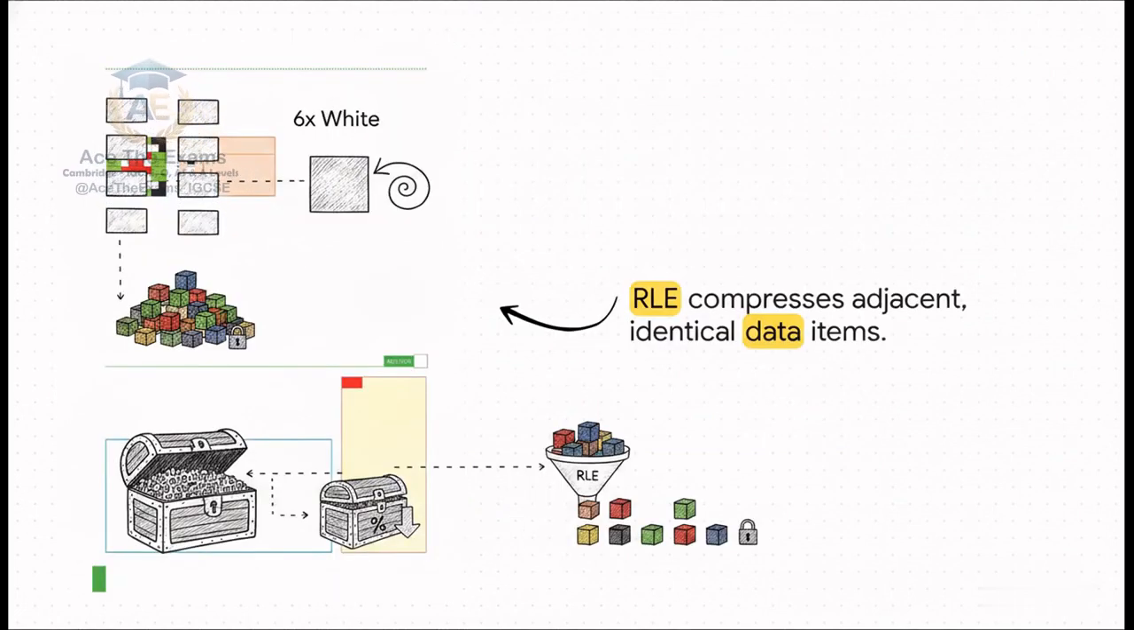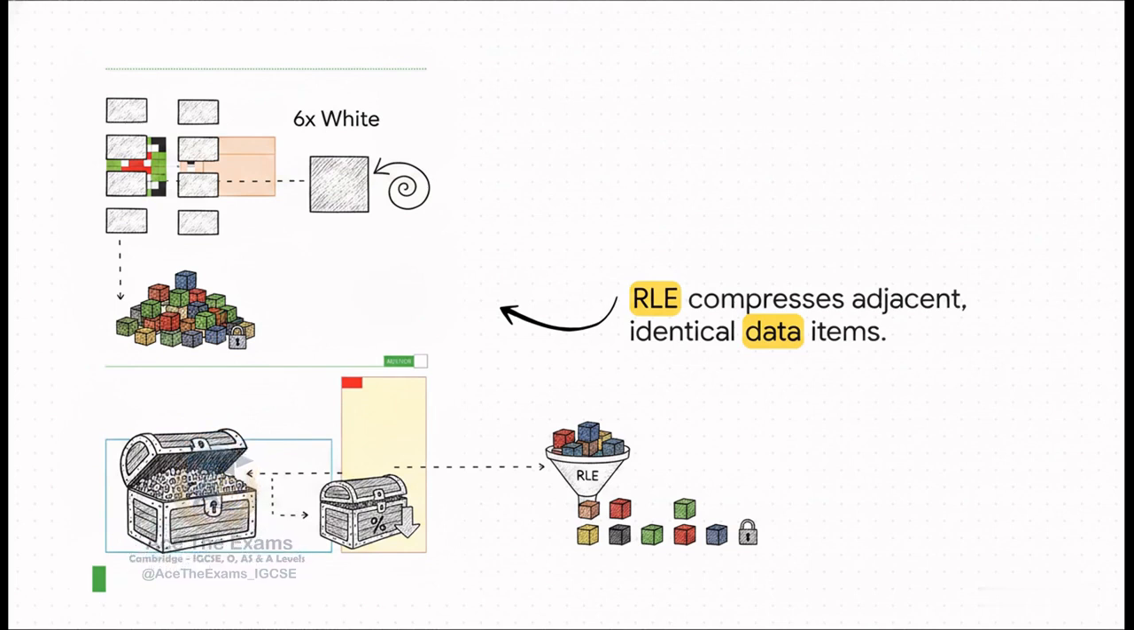Run length encoding, or RLE, is a prime example of lossless compression. Now it's time for Challenge 3, speed writing. You have 30 seconds to look at the slide and mentally draft a perfect PEEL paragraph. Go. Notice how RLE works on this pixel grid. Instead of saving data for every individual pixel, it looks for adjacent identical items. Instead of writing white, white, white 6 times, it simply codes 6 times white.